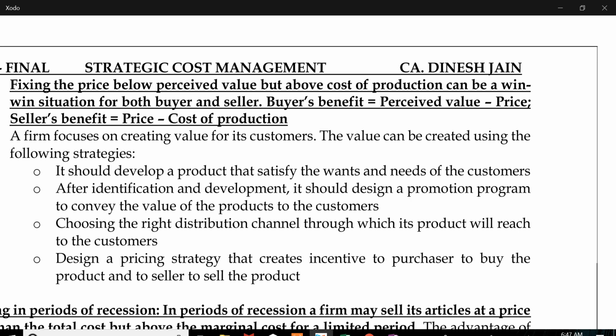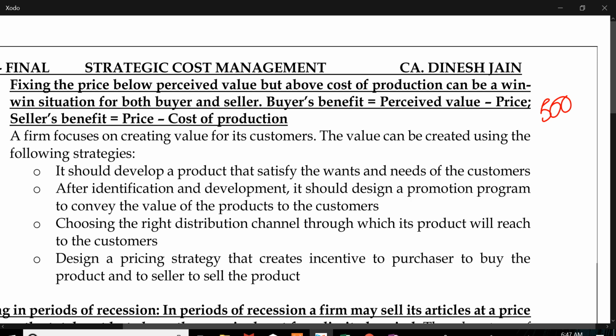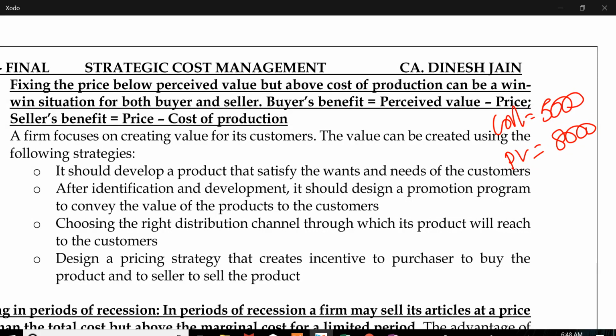Now what perceived value says is that my cost of production is 5000. Let's assume there is a product. You believe my cost is 5000, but you believe the value of that product is 8000. What this theory says is you should fix the price somewhere in between. When I fix the price as 7000, my benefit is 7000 minus 5000, 2000 of profit. Your benefit is 8000 minus 7000, because you feel the value is 8000. So you are indirectly thinking you are saving 1000 rupees.